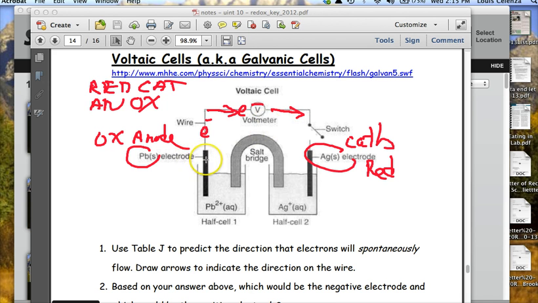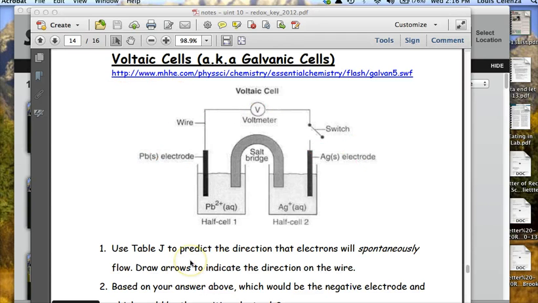Now, is the oxidation always on the left side? No. If I had put the silver here and the lead here, it would be going in the opposite direction. So it's not always going to be from left to right. Also remember that the salt bridge has nothing to do with the electrons. Okay, let's move this up and see what we have here.